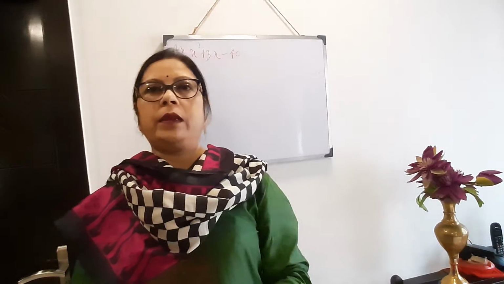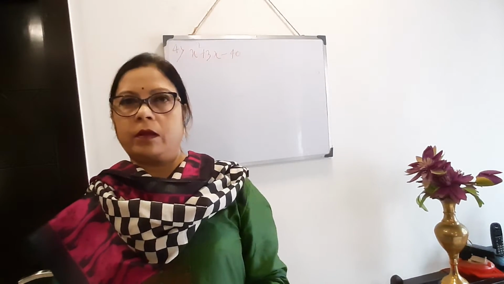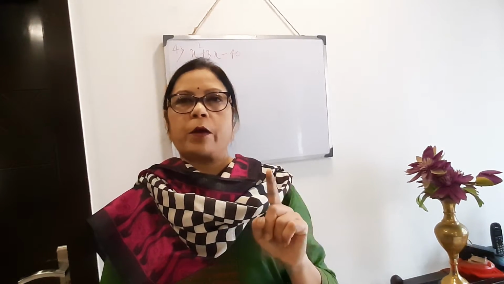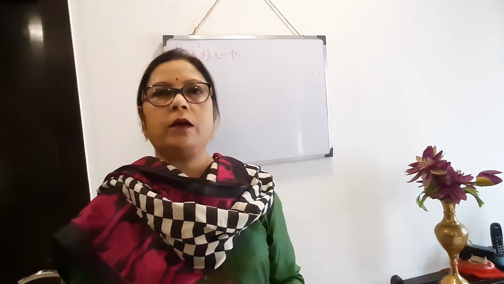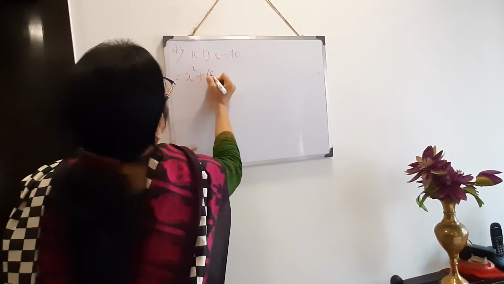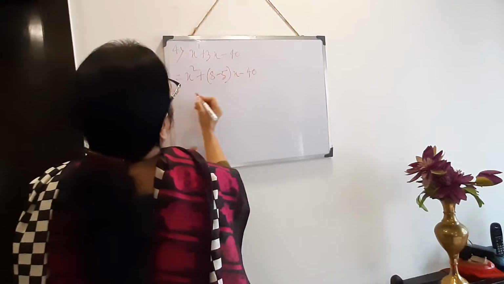If I take 10 and 4, then 10 minus 4 is 6, 3 is not coming, so we can't take these two factors. Then we have to select other factors. 8 5s are 40, and if I subtract 5 from 8, that means 8 minus 5, what are you getting? 3. So we take these two factors, 8 minus 5. Clear? In this way you have to find out.